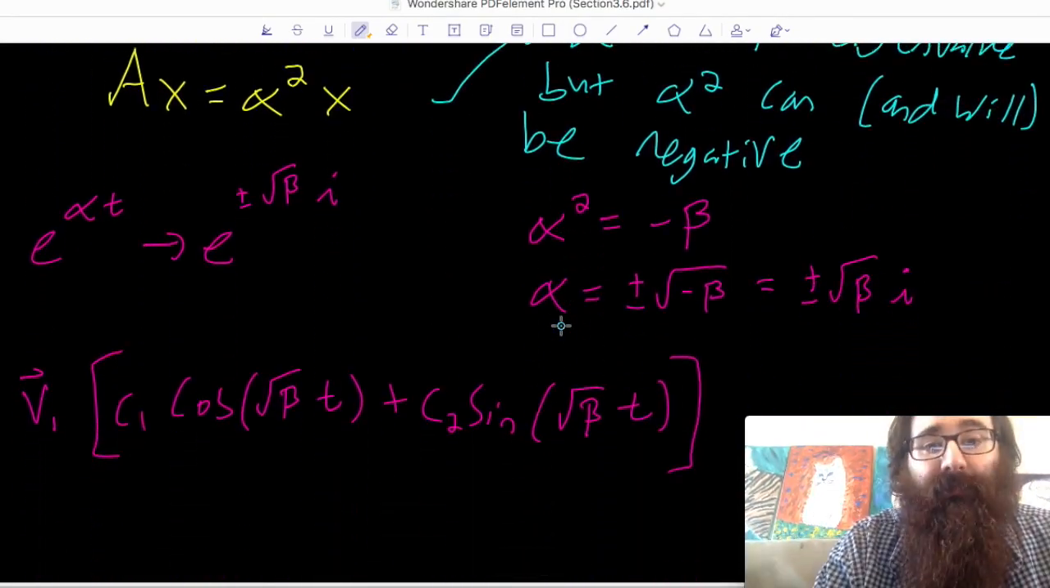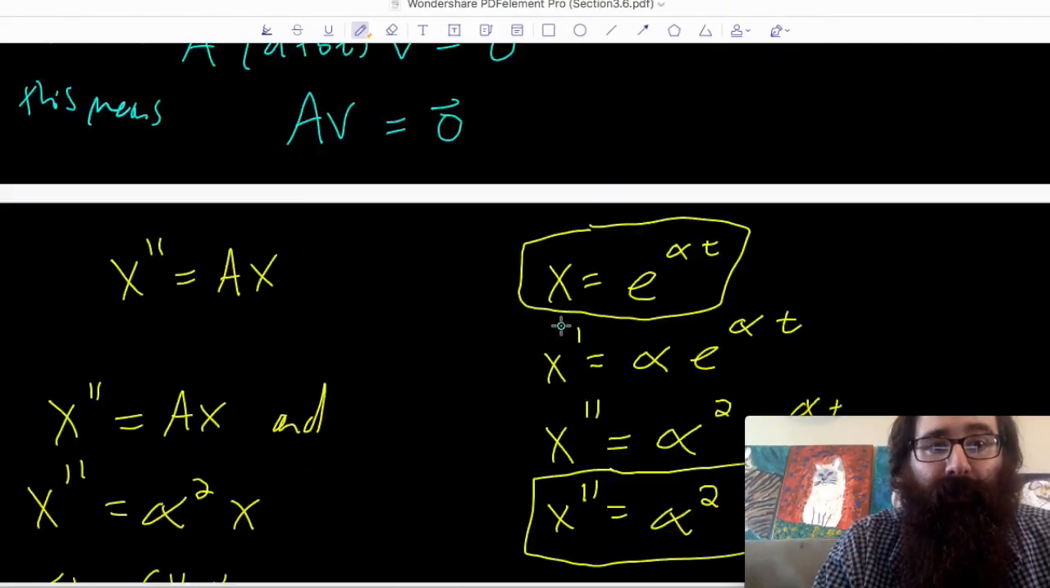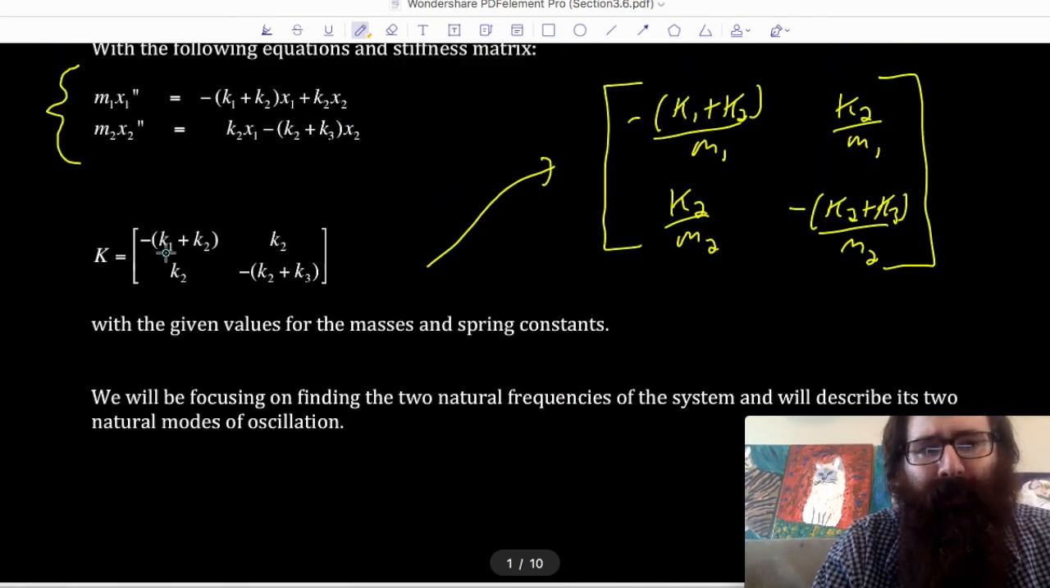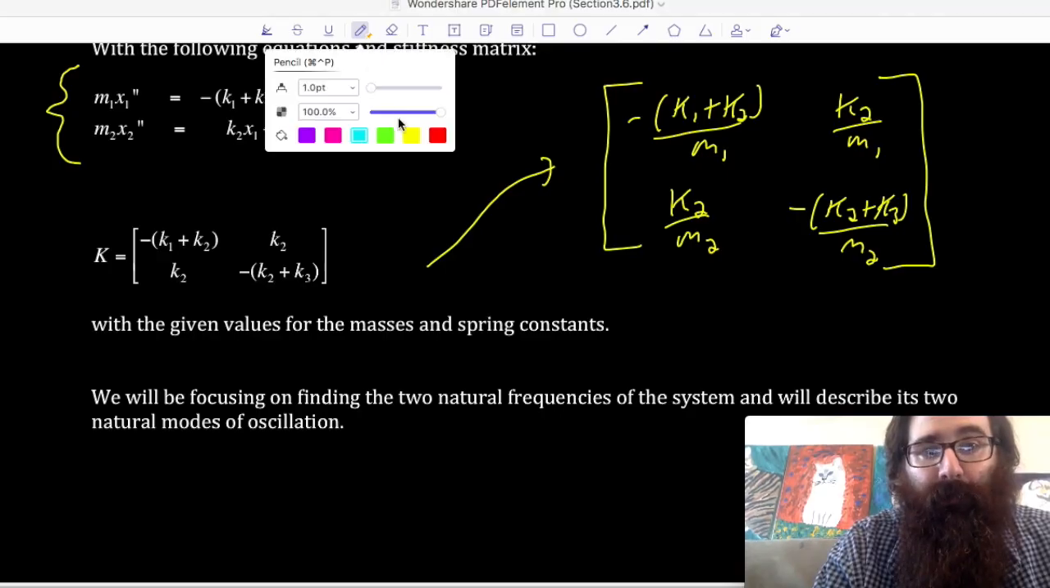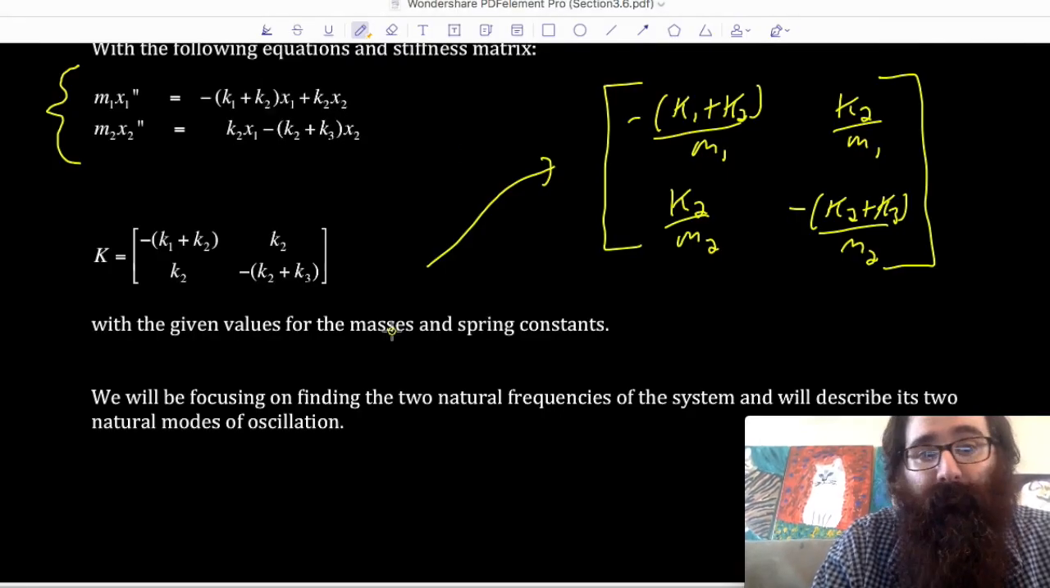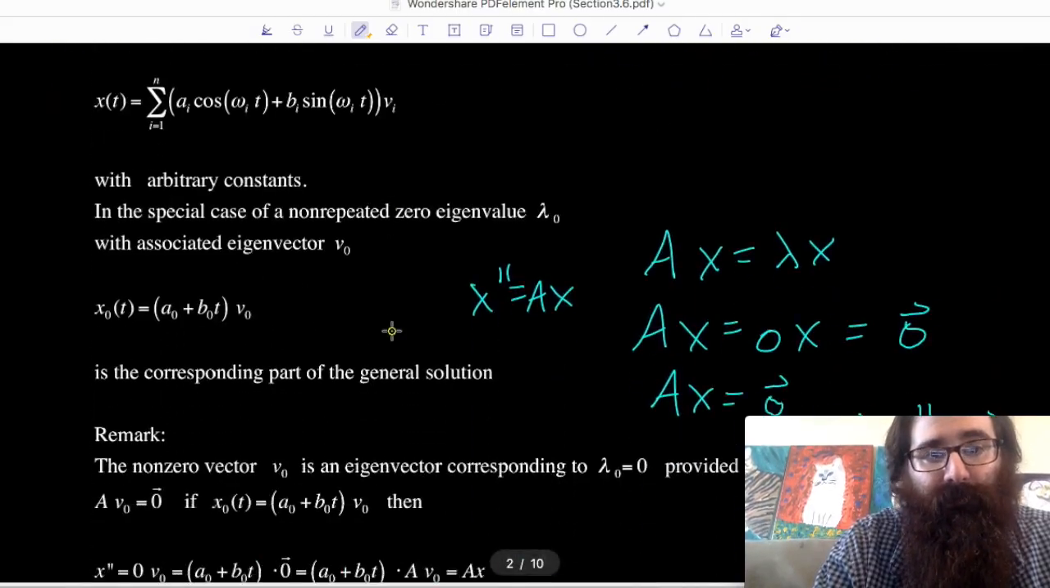Let's take a look at what the situation's going to be. So let's take a look at some examples. We'll focus on our stiffness matrix here. Just as a reminder, if we have any values for M1 and M2 that are not 1, I have to divide them appropriately, but otherwise we have negative quantity K1 plus K2, and then K2, and then K2, and then negative quantity K2 plus K3. Let's see what's going to happen. What's the worst that could happen with our applications?